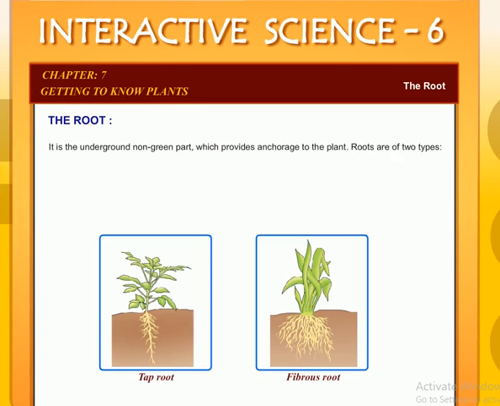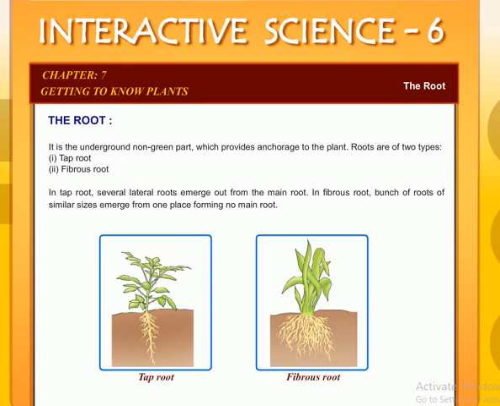The root. It is the underground non-green part which provides anchorage to the plant. Roots are of 2 types. 1. Taproot. 2. Fibrous root. In taproot, several lateral roots emerge out from the main root. In fibrous root, a bunch of roots of similar sizes emerge from one place, forming no main root.